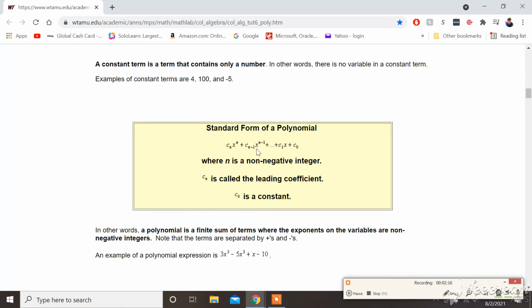c_n x^n plus c_(n-1) x^(n-1) plus a whole bunch of stuff plus c_1 x plus c_0. C base n x to the nth, plus c base n minus 1 x to the n minus 1 power, plus a whole bunch of stuff, plus c base 1 x plus c base 0.